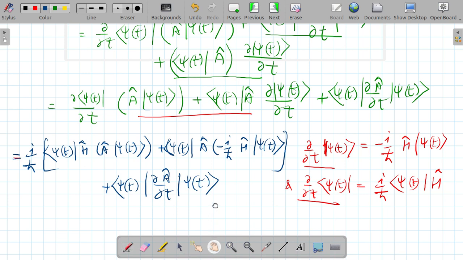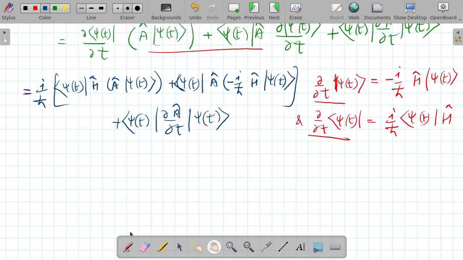So what I can do now, they can be put together. Sorry, there is some mistake. This is not common to all, right? This is not common to both. Yeah, it will remain as it is.